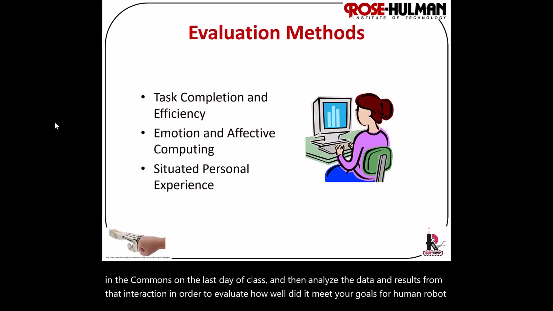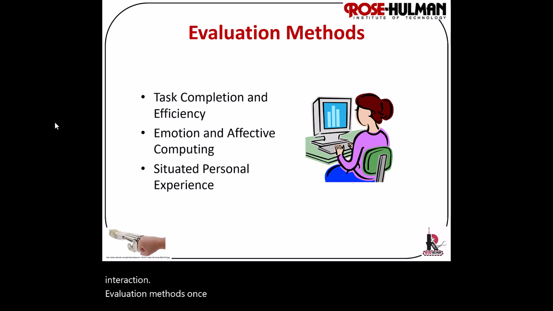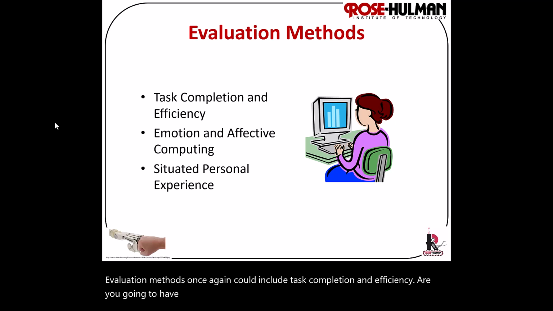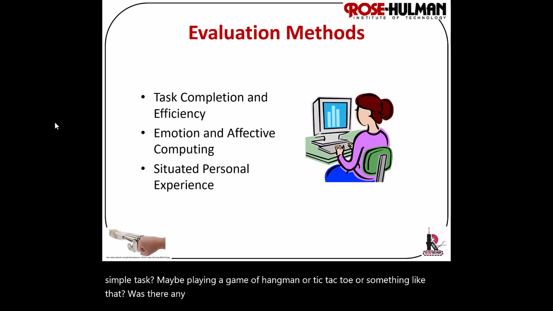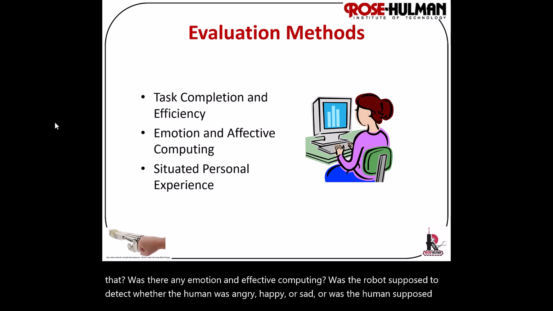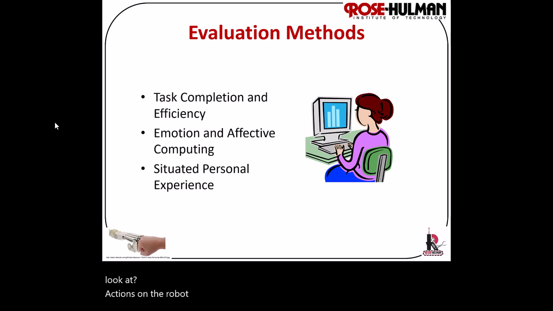So evaluation methods, once again, could include task completion and efficiency. Are you going to have the human interact with your Blossom robot to complete some simple task? Maybe playing a game of hangman or tic-tac-toe or something like that. Was there any emotion and affective computing? Was the robot supposed to detect whether the human was angry, happy, or sad? Or was the human supposed to look at actions on the robot to determine if the robot is showing any emotion like happy, sad, angry?